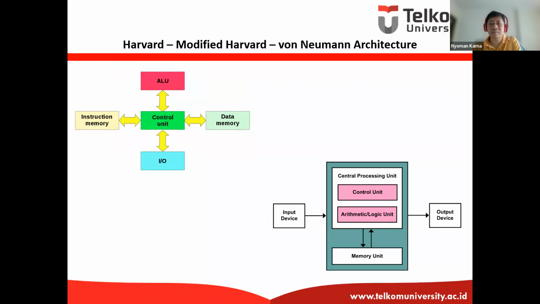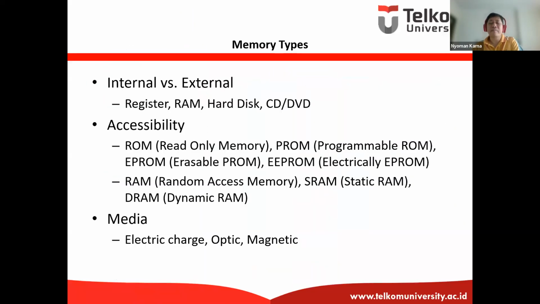So this is the memory. Now, there are several types of memory: internal, which is inside the microprocessor, the register and cache, and external, the hard drive, which is outside. And also we have the ROM type, and then also the EEPROM, RAM, etc. And also based on the media, we can use the electric charge, for example, the flash disk like this, and also the optic, the CD-ROM, I believe, and also the magnetic, like for the old hard drive.